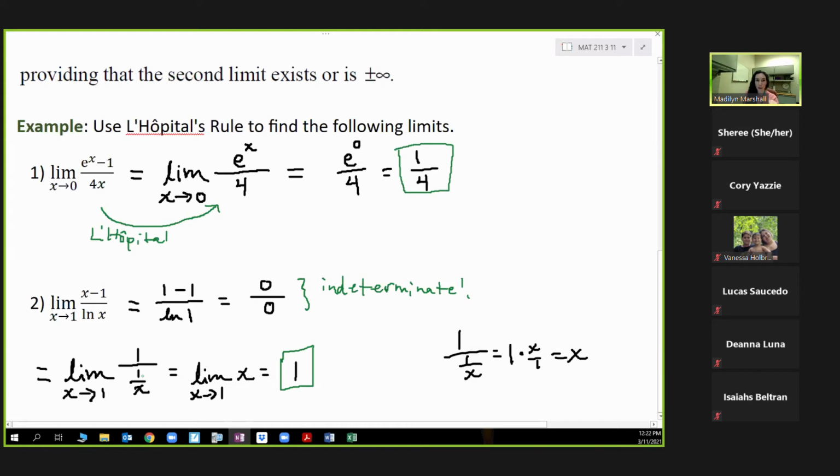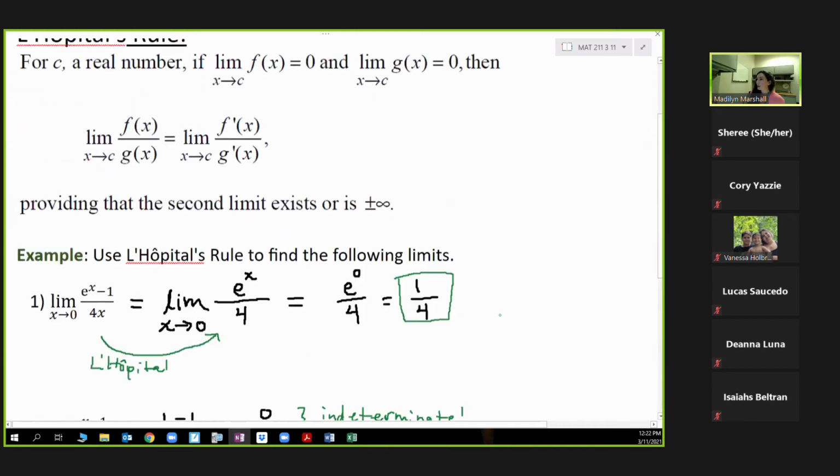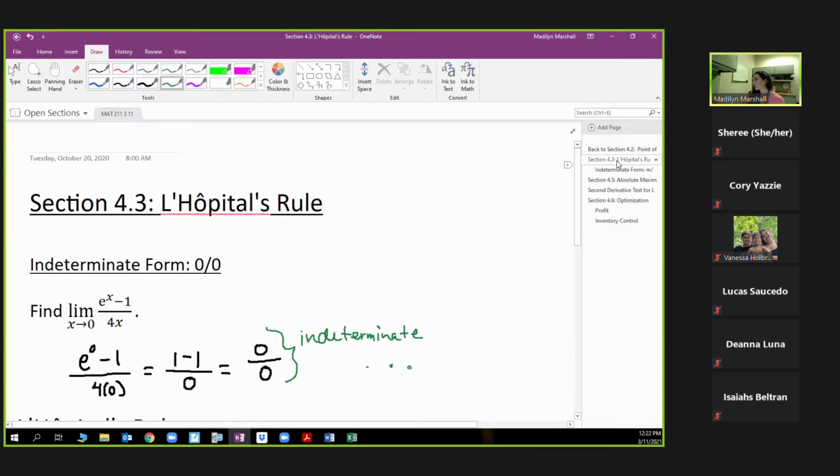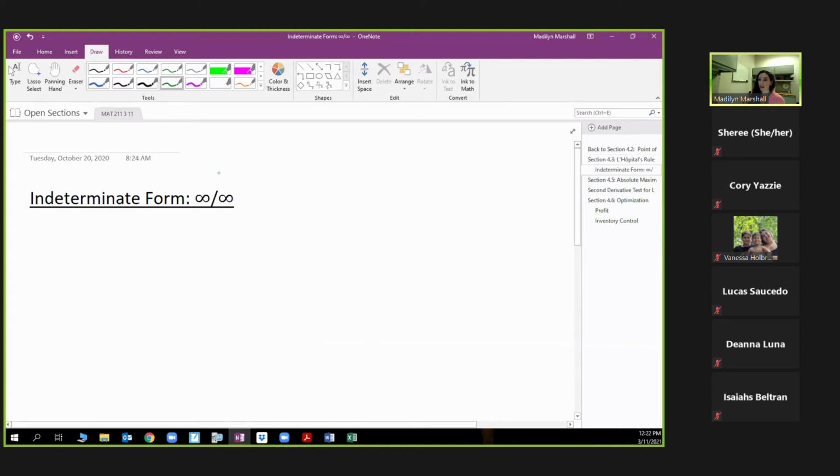So there's one more indeterminate form. There's actually some other indeterminate forms also that we won't get to in this class, but there's one more that we're going to work with, which is the situation that we have infinity over infinity. So our next indeterminate form is infinity over infinity. And L'Hopital works for this too.